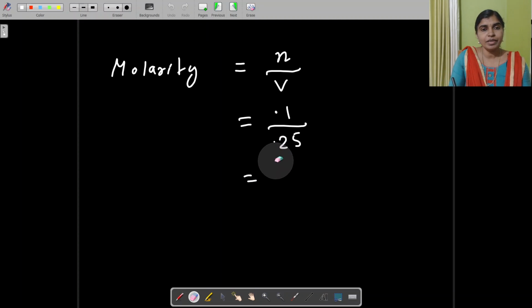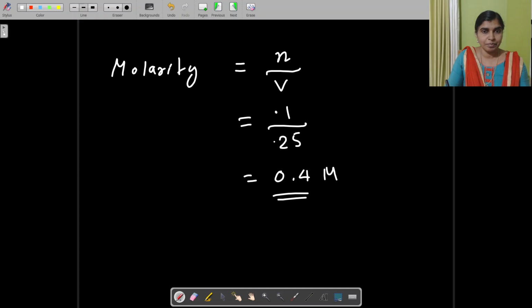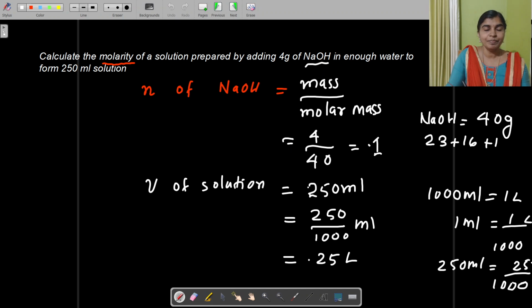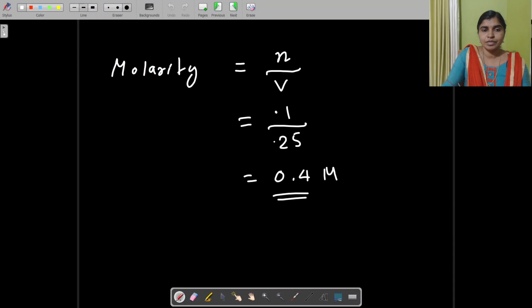Here 0.1 divided by 0.25 is equivalent to 0.4. That is the molarity, 0.4 M. So this is the answer. Once more, go through the answer. We have to find the number of moles first, then convert the volume into liters, then the number of moles divided by the volume in liters is equivalent to 0.1 divided by 0.25, which is 0.4 molar. So that is the molarity.